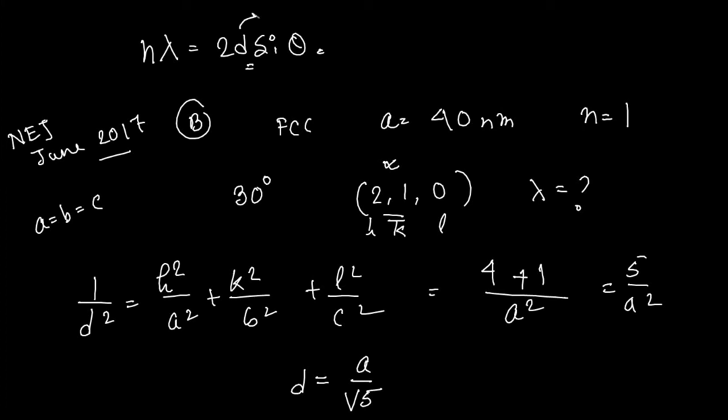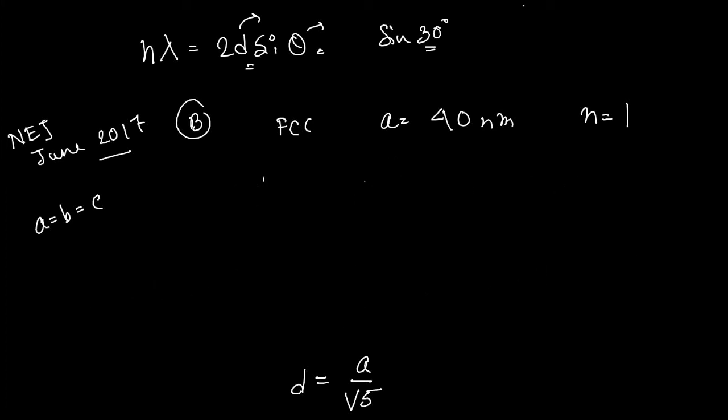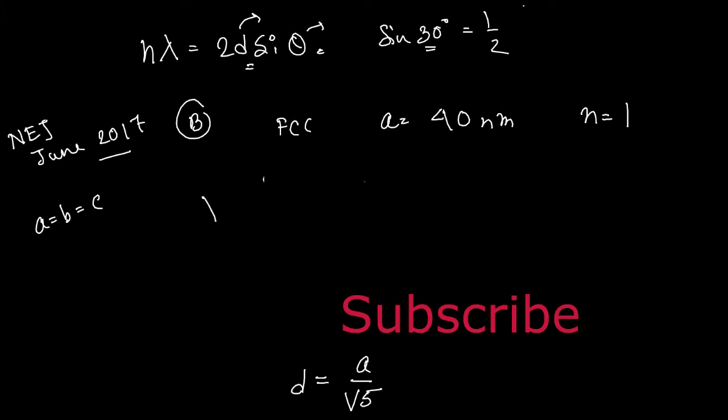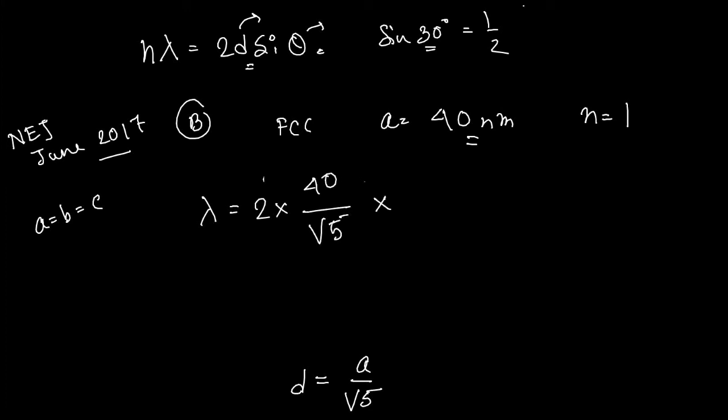Now we got d, and we know theta means sin 30 degrees, and sin 30 is equal to half. So we have lambda equal to 2 into a, which is given 40 nanometer, that means 40 by root over 5 nanometer into half. Now 2 to 1, so 40 by root over 5 nanometer. Now the answer will be about 18 nanometer. So here we can calculate.